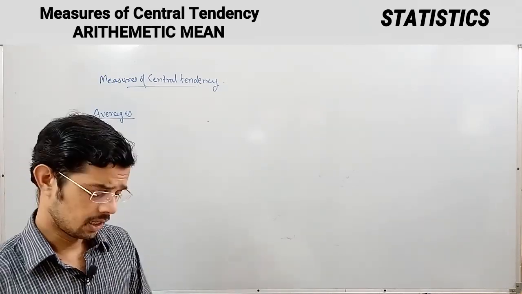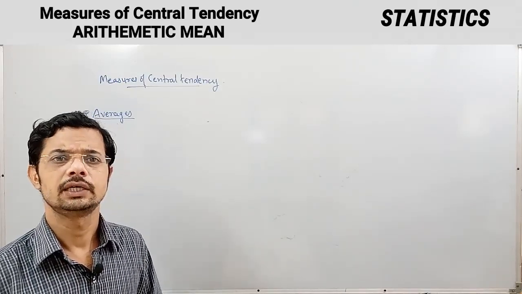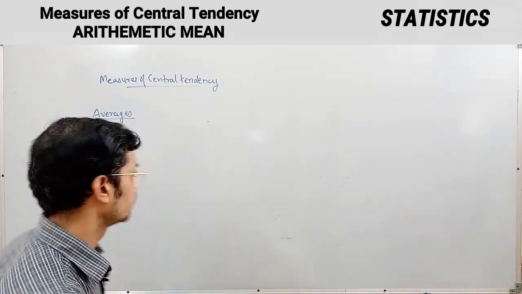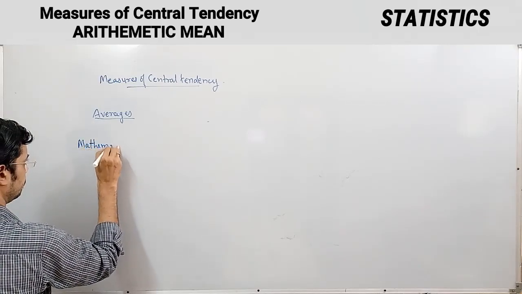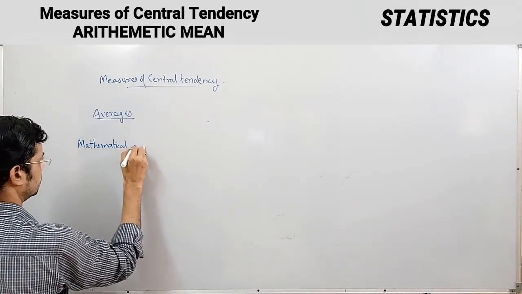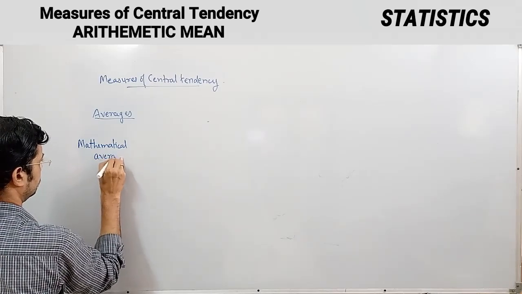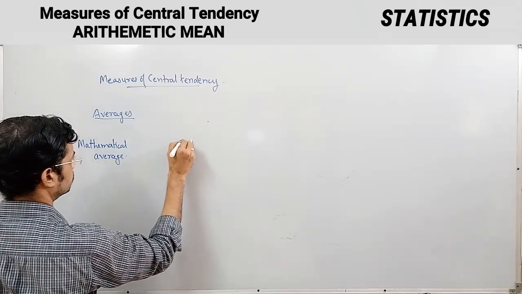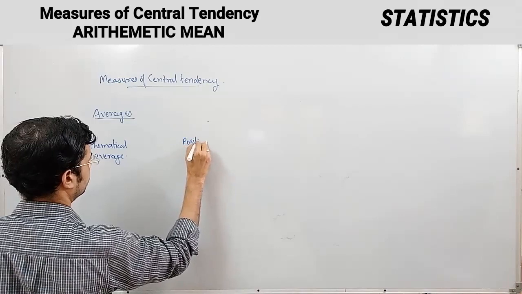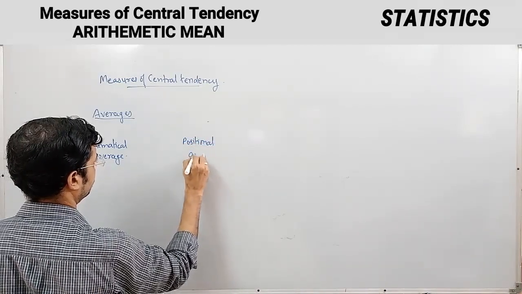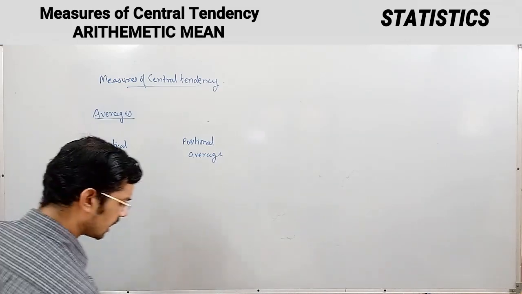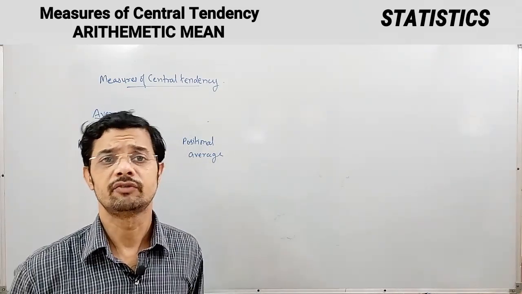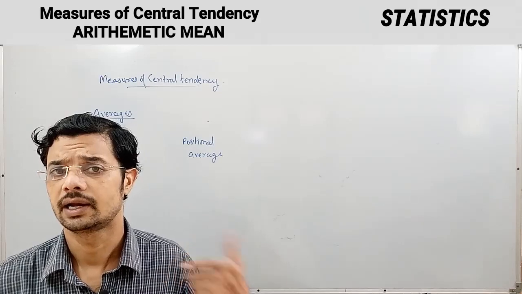First one is mathematical average. Second one is positional average. Mathematical average, and then we have positional average. Mathematical averages are again distributed into three different types based on how they are calculated.